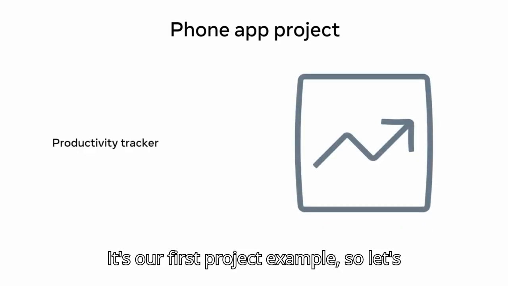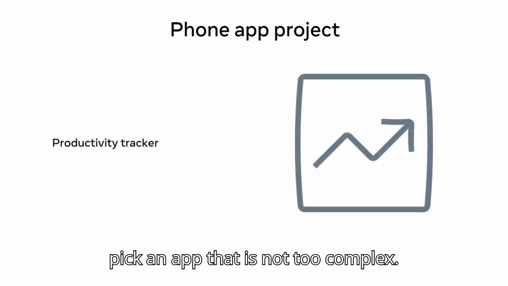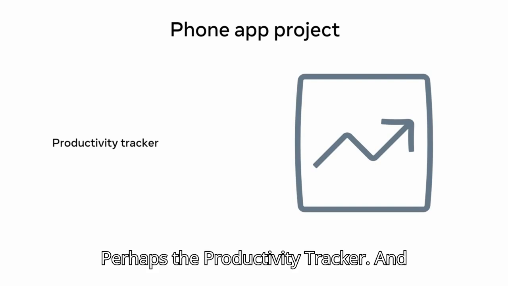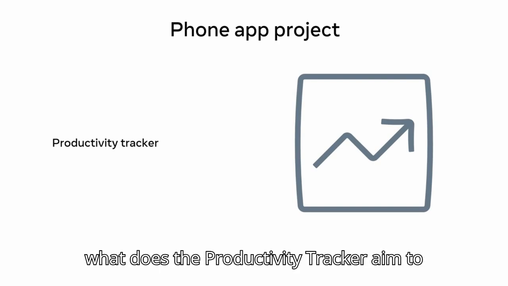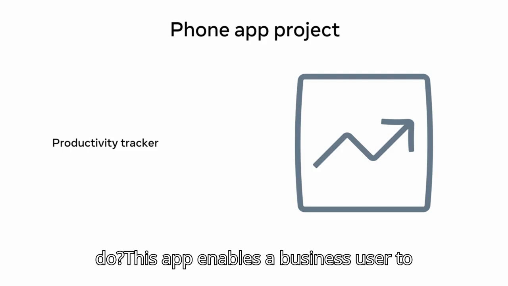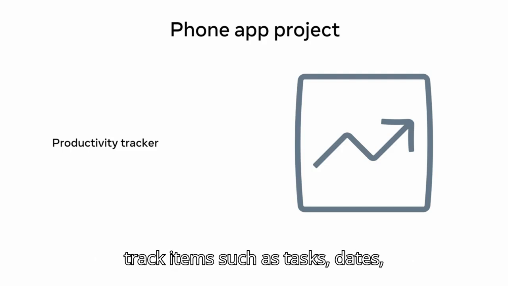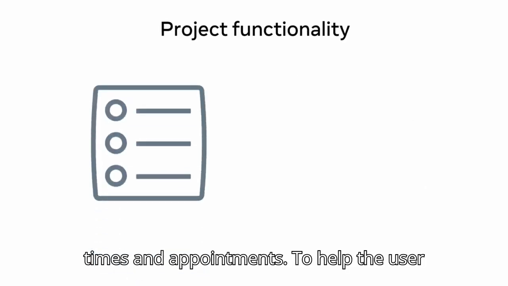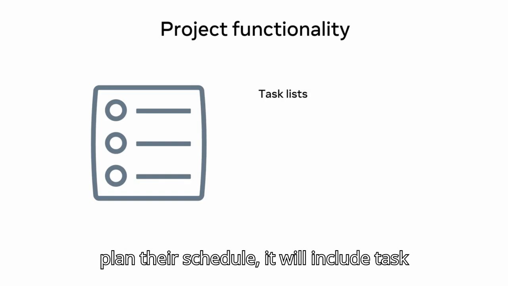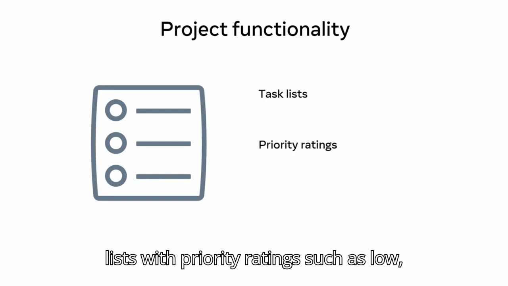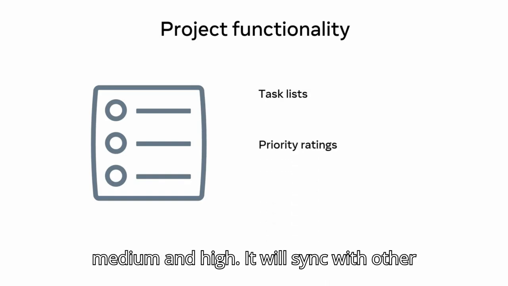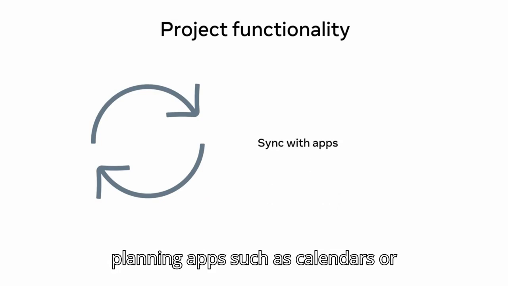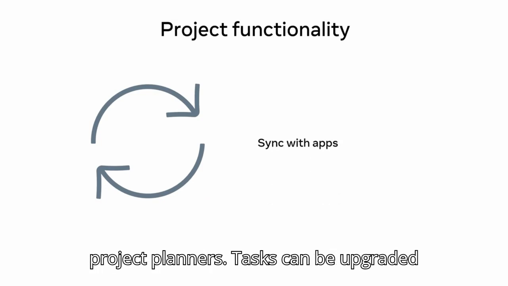It's our first project example, so let's pick an app that is not too complex. Perhaps a productivity tracker. And what does the productivity tracker aim to do? This app enables a business user to track items such as tasks, dates, times, and appointments. To help the user plan their schedule, it will include task lists with priority ratings, such as low, medium, and high. It will sync with other planning apps, such as calendars or project planners.